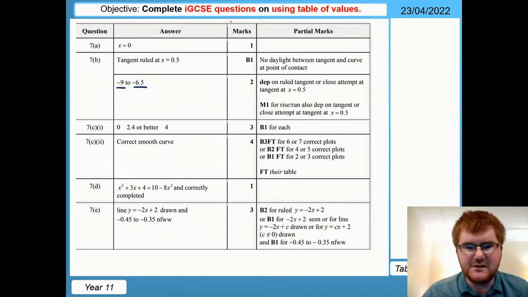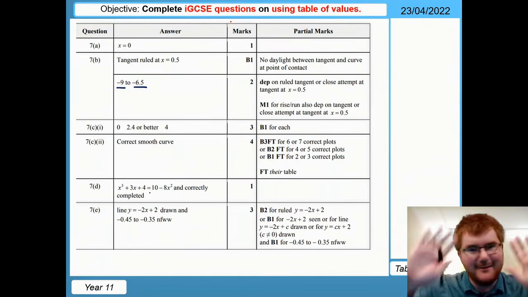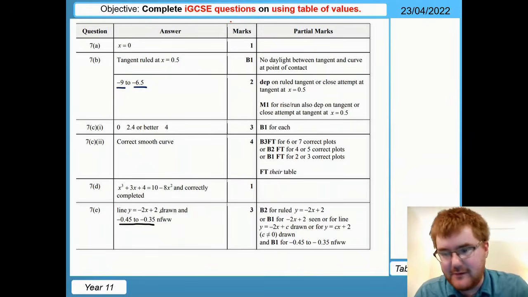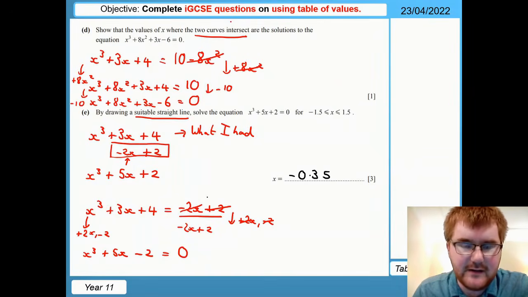Okay, oh, just squeeze in, look at that. So I drew the line in with my best skills on the computer, and I got it between minus 0.45 to minus 0.35. So my answer is valid, and I get all 3 marks for showing that there.